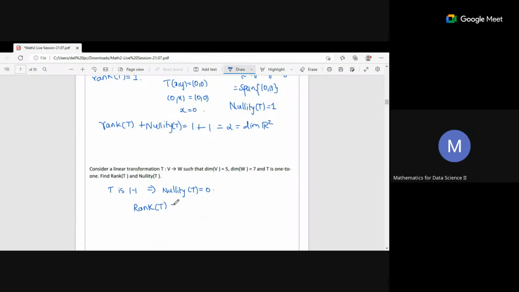So in that case, what happens to your rank nullity theorem? Rank of T is equal to dimension of V. So you will have to find rank, and your rank is 5. See here, there is another number given to you. It is just to confuse you. Here we are not using it at all. So here your rank of T is 5. Is this clear for everyone? Okay. Yes.